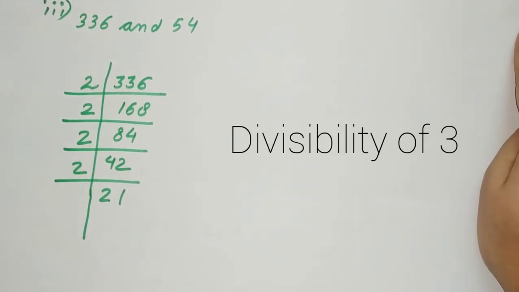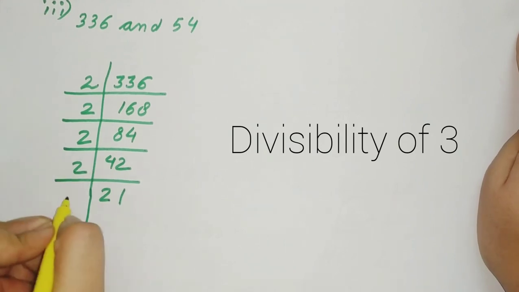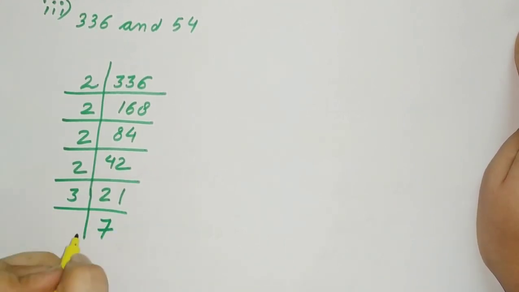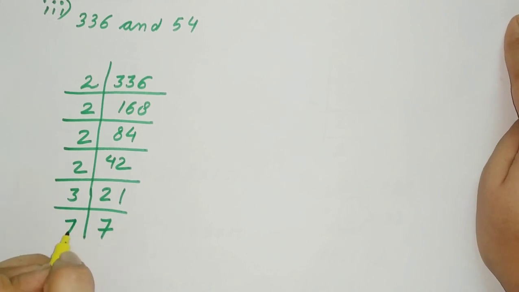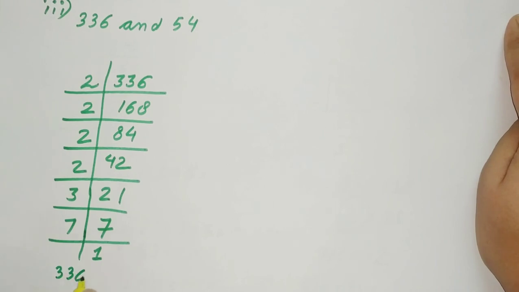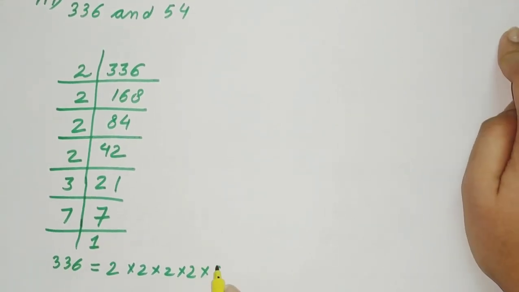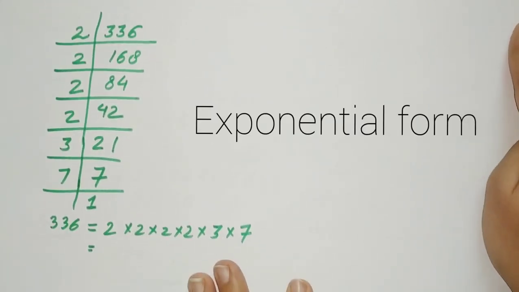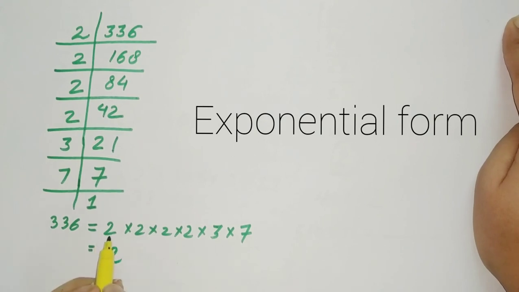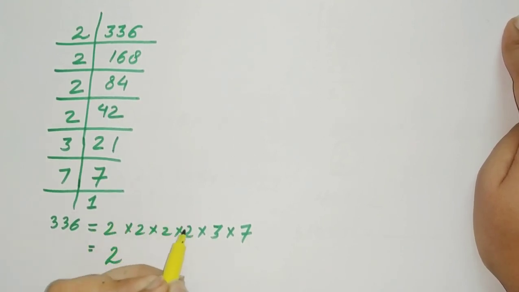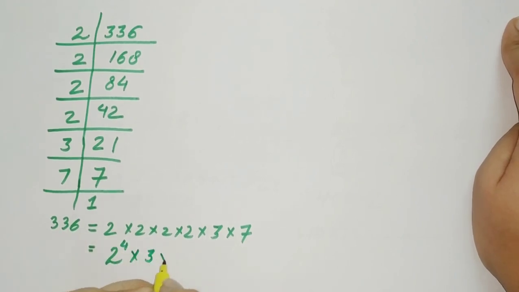As I've already told you in the previous video, the divisibility of 3. So 3 7s are 21. 7 is a prime number, so 7 times 1 is equal to 7. Now 336 can be written as 2 multiply 2 multiply 2 multiply 2, 4 times, multiply 3 multiply 7. And then we'll write it in the exponential form, where since 2 is repeated 4 times, thereby 2 raised to the power 4 multiply 3 multiply 7.